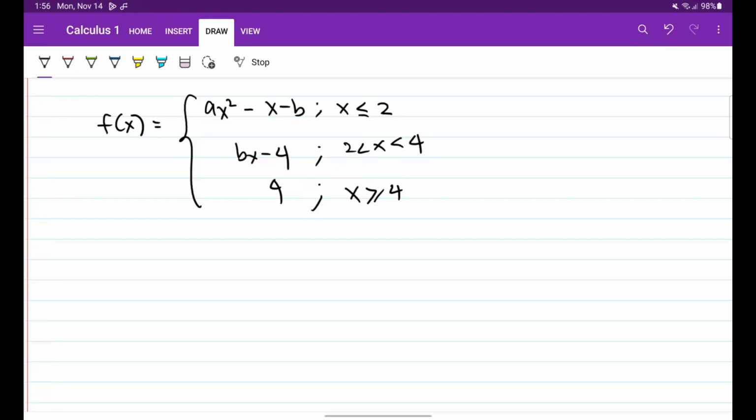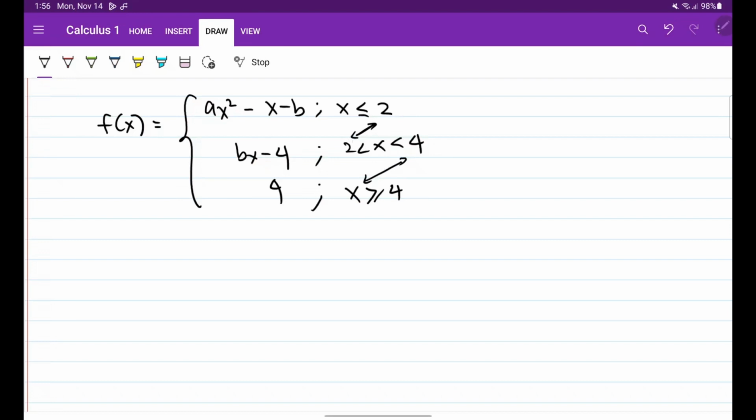So, tignan natin, we have here ax squared minus x minus b for all values of x less than or equal to 2. And then bx minus 4 sa 2 less than x less than 4. And 4 for all values of x greater than or equal to 4. So, check natin ngayon yung mga ranges natin, yung boundaries ng ranges natin. So, meron tayong different function for x equals 2 and x equals 4. Tama? So, check natin ngayon.